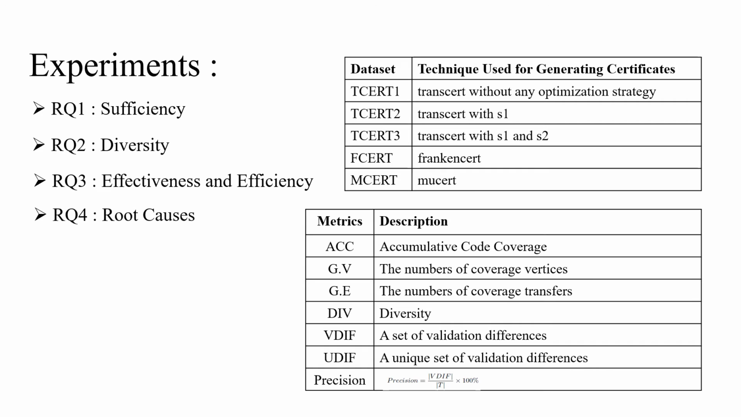We conducted experiments to answer the following questions. First, how sufficient are the T-cert generated certificates in testing X.509 certificate validation? The second question, how diverse are the T-cert generated certificates? And the third one, how effective and efficient are the T-cert generated certificates in revealing certificate validation differences among SSL/TLS implementations? And the final question, what are the root causes? To answer these four research questions, we use 5 datasets and the following metrics.